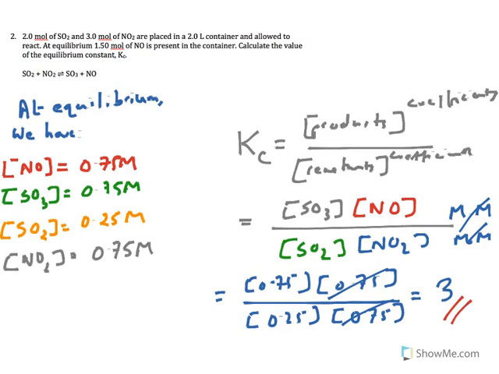Let us now move on to another example, which is very similar to the one that we have just done now. And the only exception to that example is going to be that instead of dealing with concentrations, we're going to be dealing with partial pressures and the equilibrium constant for partial pressures, or Kp.